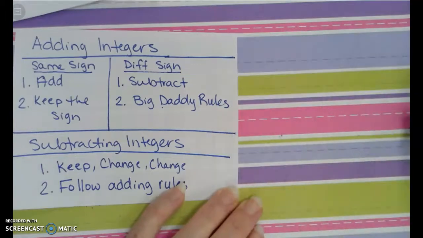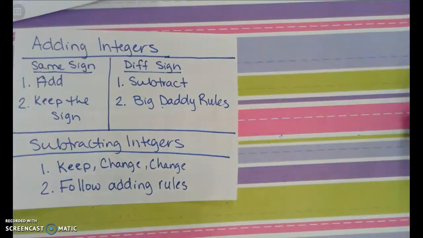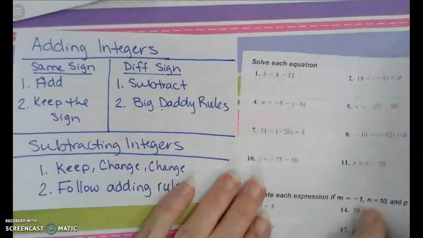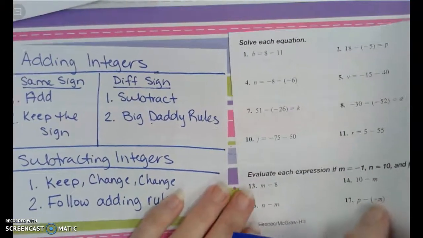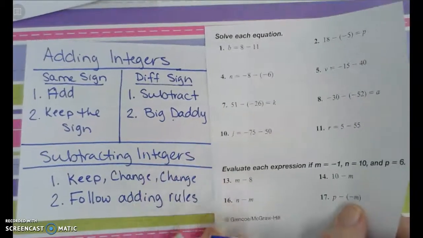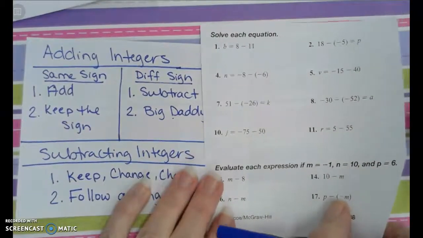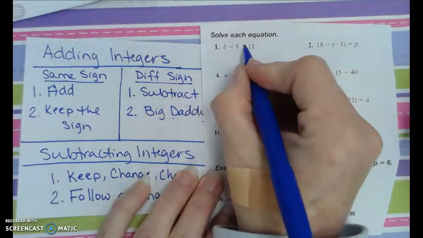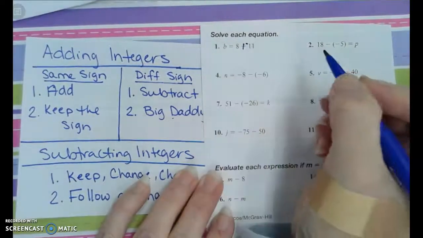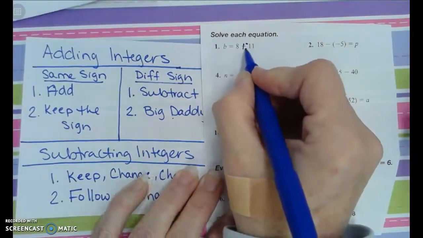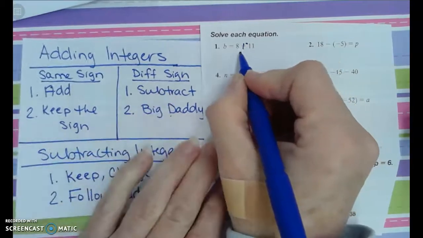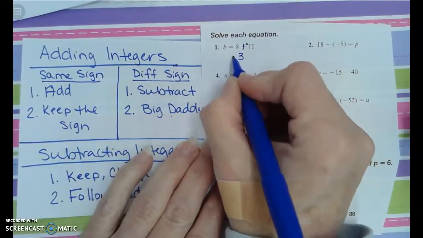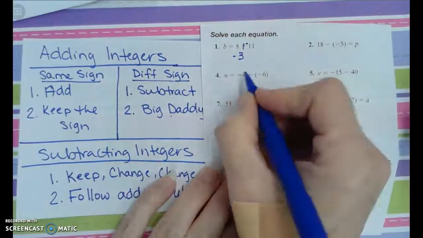Okay, now I'm going to do some problems real quickly. I just don't know where I laid them. Okay, here they are. I'm sorry. So keep, change, change. I'm going to cover this up just a little bit so you can see. So keep, change, change. Now the signs are different. Different says subtract, and we get 3, and Big Daddy is negative.